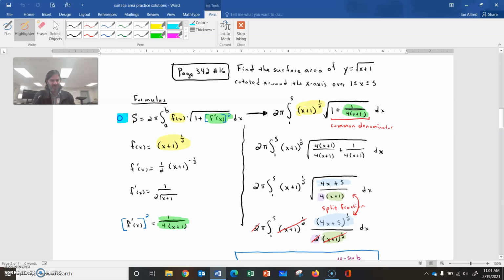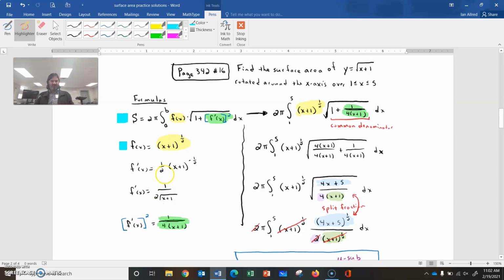So first of all, the surface area formula is a combination of circumference and hypotenuse, the Pythagorean theorem, but it's 2 pi times the integral from a to b of f of x times the square root of 1 plus f prime squared dx. So first, f of x was our original function, which we can write as x plus 1 quantity to the 1/2. That's the square root function.